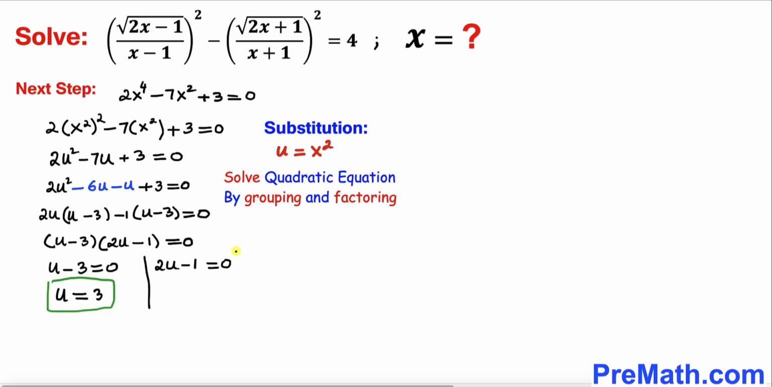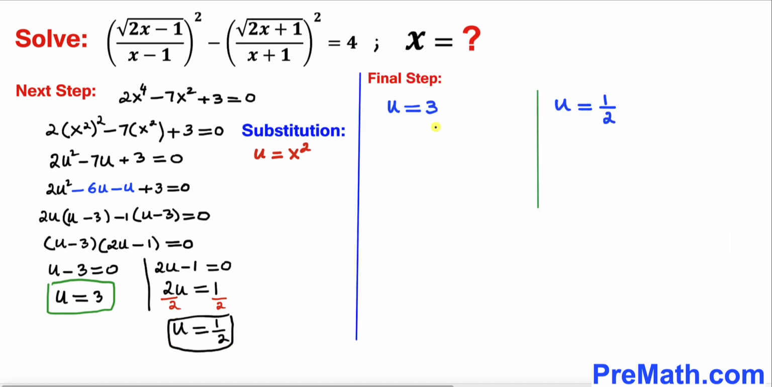Now let's focus on this next equation. Let's move this negative 1 on the right hand side. So u turns out to be simply 1 divided by 2. And here's our final step. So we figured out our two u values. One is 3, the other one is 1 over 2. And now let's focus on this case 1 when u equals 3. But then we know that u equals x squared by our substitution. Therefore, if we compare these two equations, we are going to get x squared equals 3.